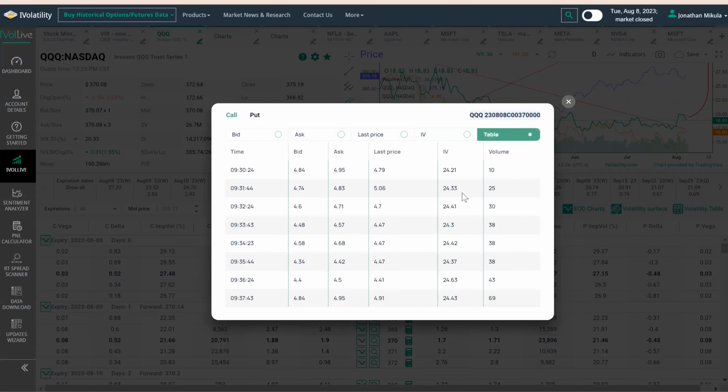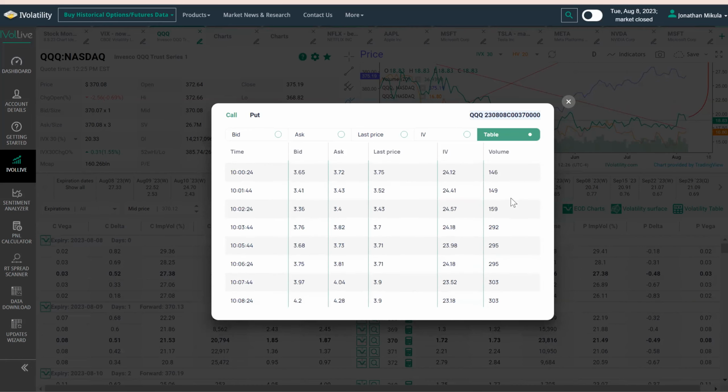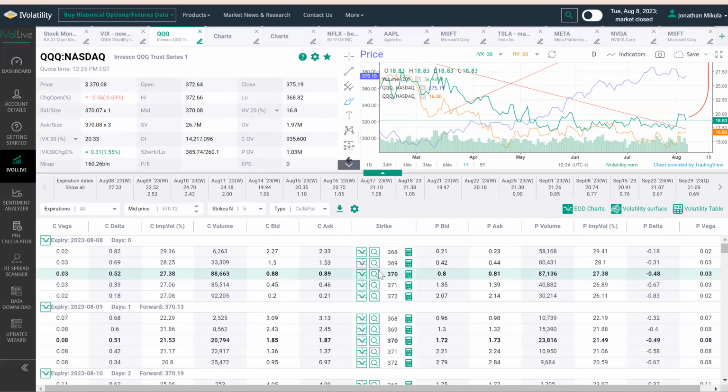So this is also one of my favorite charts because it shows the bid and ask of the option, the last price, the implied volatility, and then how much volume traded hands. So I think this is also a really good informative table. You can see where money is changing hands.